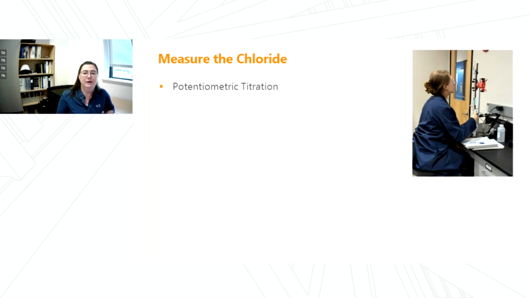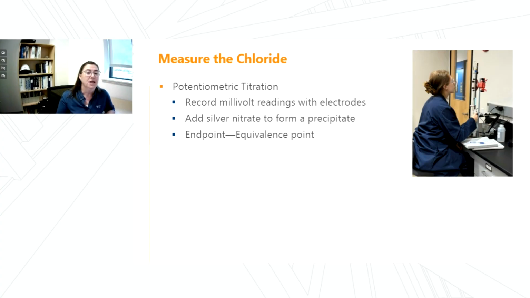Basically, for potentiometric titration, we take our extracted chloride, put electrodes into the solution, and record the millivolt readings, or the potential between those electrodes. We then add known amounts of silver nitrate, and this will react with the chloride and form a precipitate. That precipitate will change your millivolt readings, and you keep adding until you get to your endpoint.